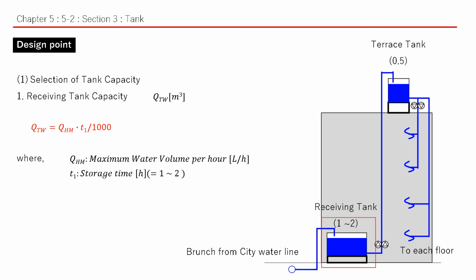Let's move to the selection method. We will proceed with tank selection. We are considering a system like this. We have a receiving tank to receive the water from the city water line. Then pump up the water to the terrace tank to keep the water pressure for each floor. On the upper floors, the height of the tank is not enough, so consider pressurizing with a feeder pump.